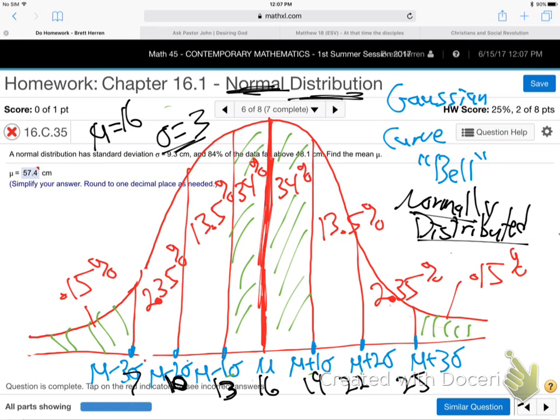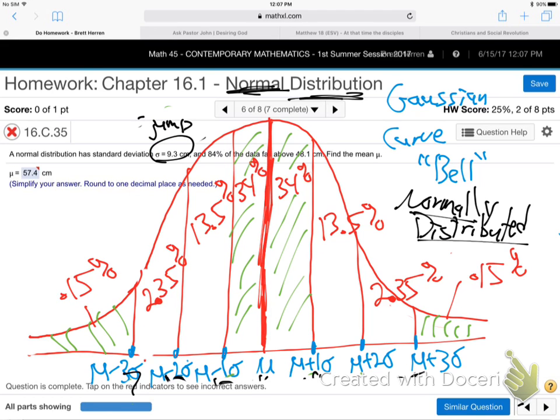Okay, now to the question. What's the question? They're saying this normally, so they're not telling me what these are down here. They're just saying it's some kind of normally distributed data. The sigma, that's the jump amount, right? The standard deviation jump. The jump from line to line is 9.3.